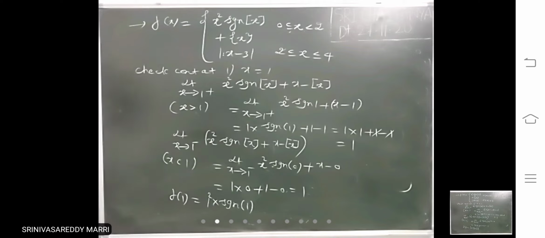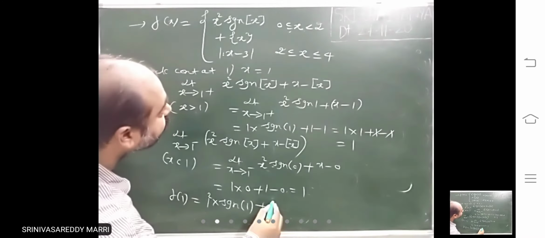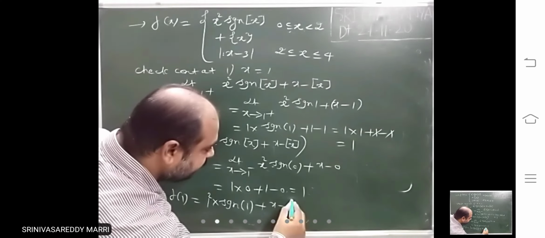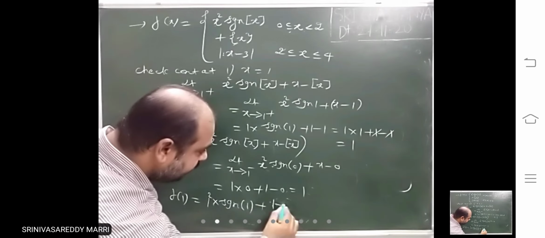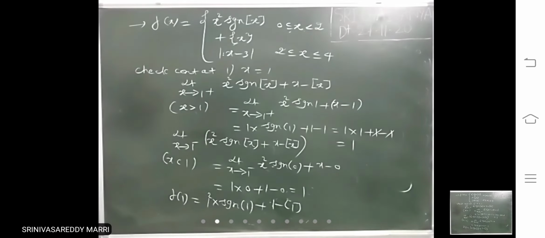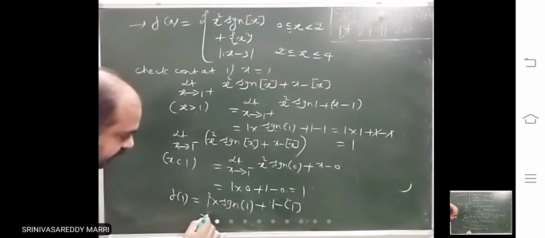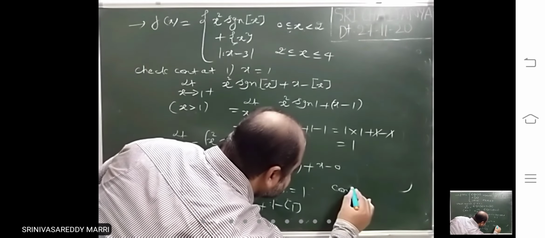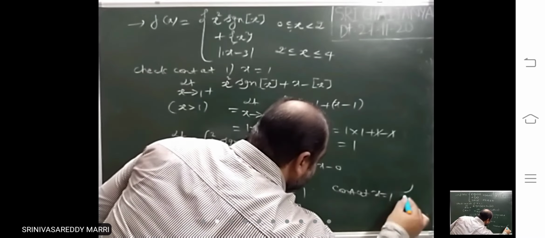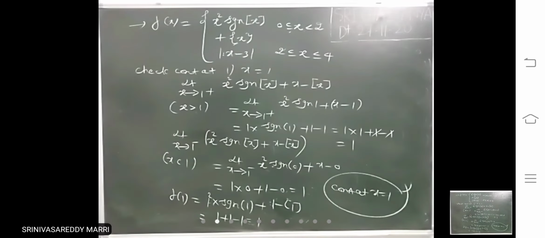Signum of 1. If you substitute 1, step 1 is what? 1 plus x minus step x. 1 minus step 1. X is 1, 1 square into this is 1. That's 1 minus 1, 1. Therefore, all of these are equal. Therefore, continuous at x equal to 1.